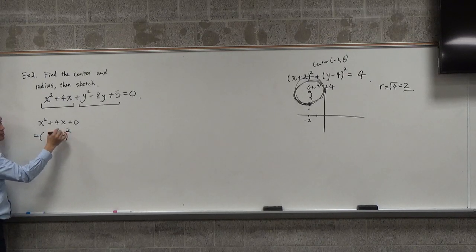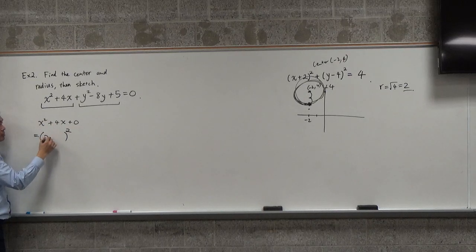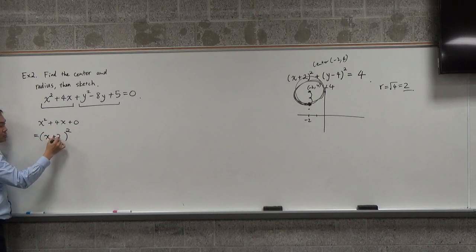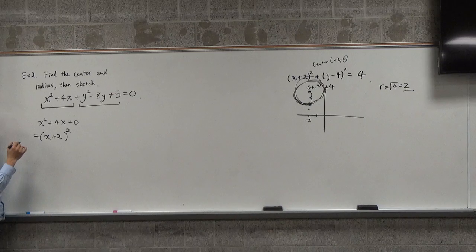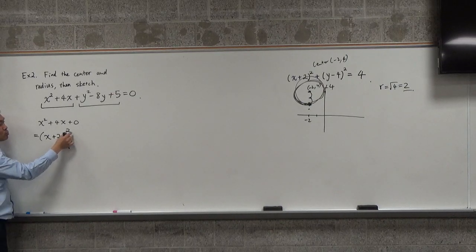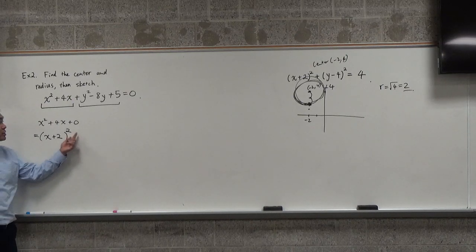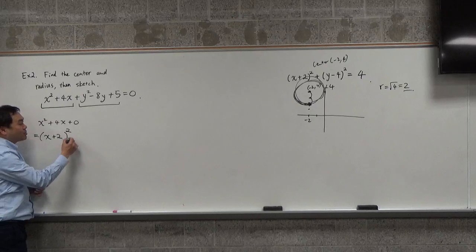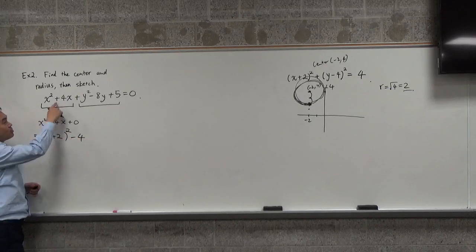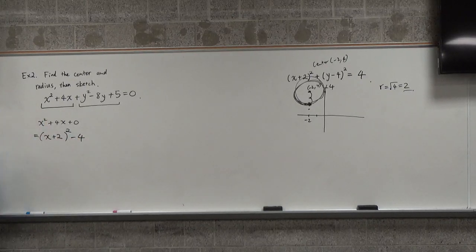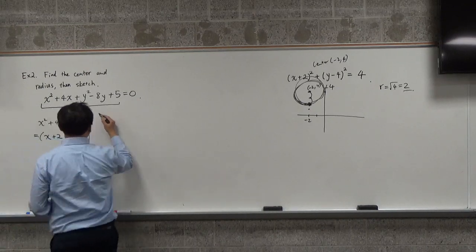Half of that number, so that will be 2, right? Plus 2. And then the second step is 2 squared plus what gives you 0? 2 squared is 4. 4 plus what gives you 0? Negative 4. Done. So this part is the same as this. Agreed?